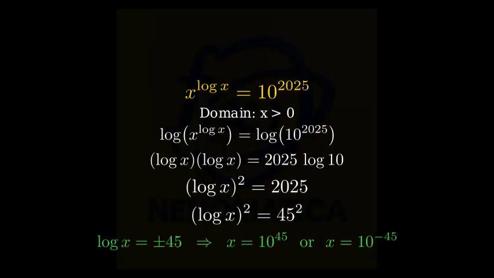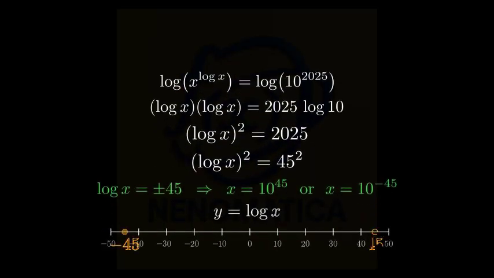To build intuition, think of y equals log x. On this number line for y, the two values are minus 45 and plus 45. Mapping back with x equals 10 to the y sends minus 45 to 10 to the minus 45, a tiny positive number, and plus 45 to 10 to the 45, a huge positive number.